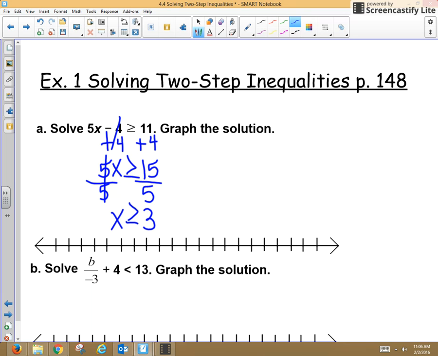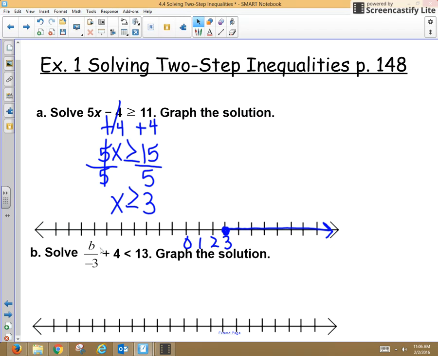So now I'm going to graph it on my number line. Let's say this is 0. Here's 1, 2, and 3. X must be greater than or equal to, so it is a closed dot. And since it's greater, I shade it to the right. And that is it. Now let's try B.